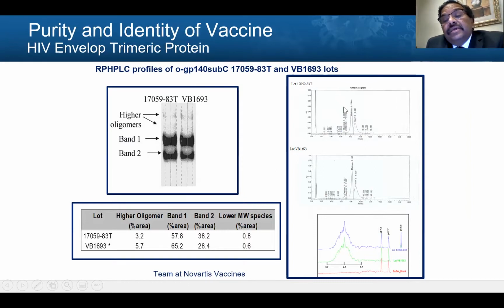The same data is here. This is what the trimer looks like. This is what the monomer looks like. And this is the reverse phase assay. Again, I'm showing you the data on 2 batches.